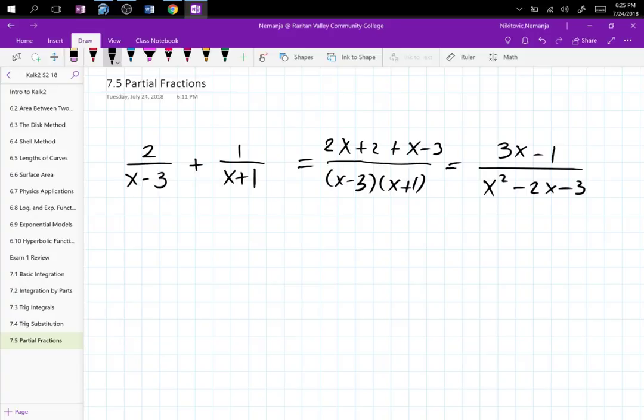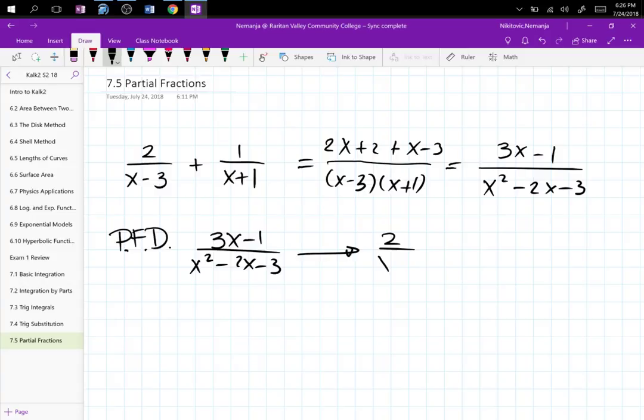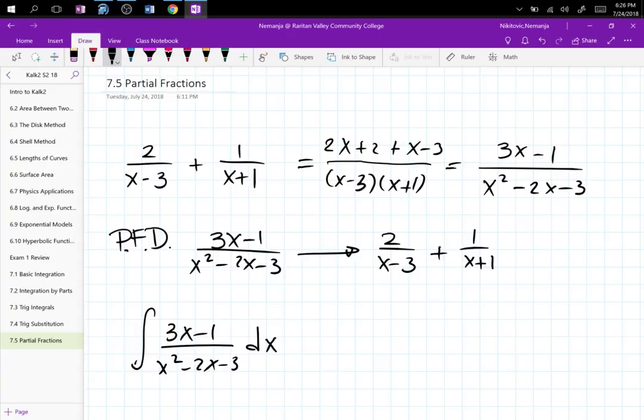Now, what is partial fraction decomposition? Partial fraction decomposition, PFD, is going to take 3x minus 1 divided by x squared minus 2x minus 3 and get you into 2 over x minus 3 plus 1 over x plus 1. You see, there is no way to integrate, right? There's no way to integrate 3x minus 1 over x squared minus 2x minus 3 dx.